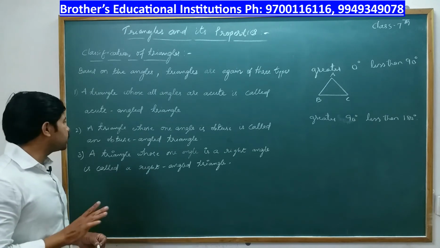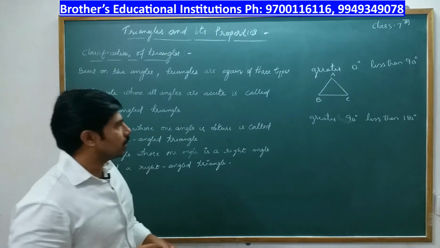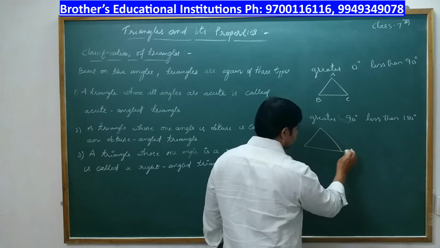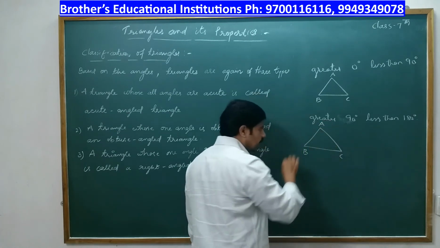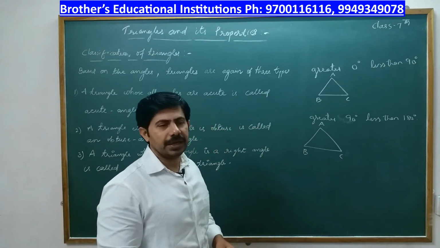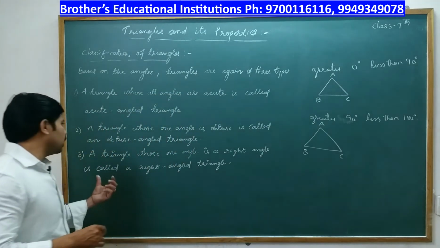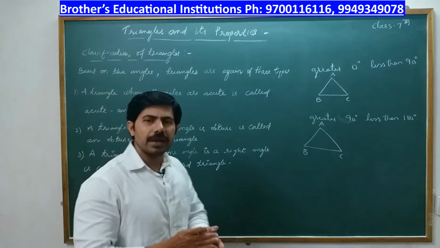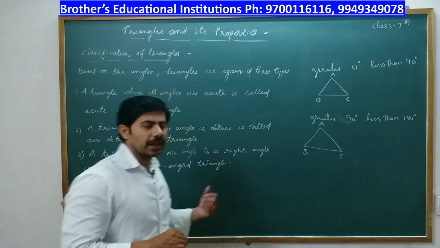So what is obtuse angle triangle exactly? Obtuse angle triangle means one angle should be obtuse. Suppose I am considering a triangle ABC, any one of the angles out of ABC should be greater than 90, and the remaining two will be acute. Then we say the triangle is obtuse angle triangle.